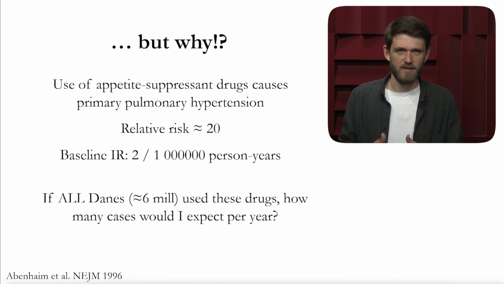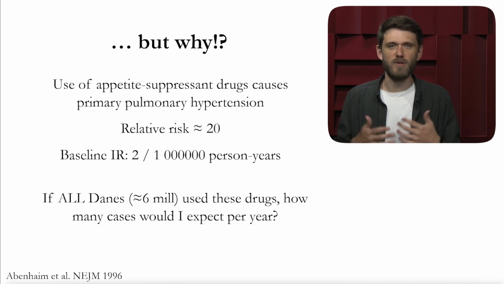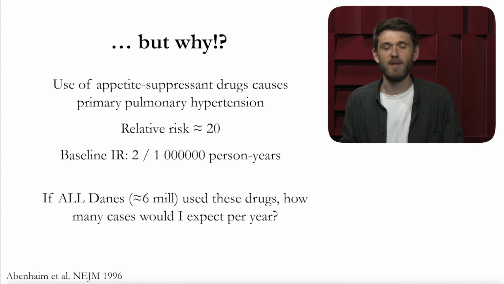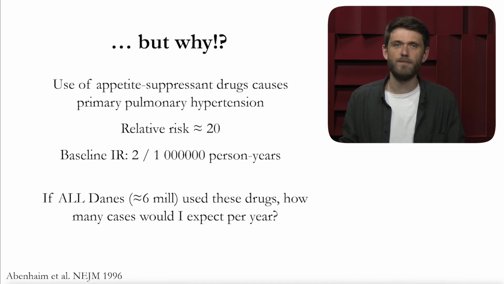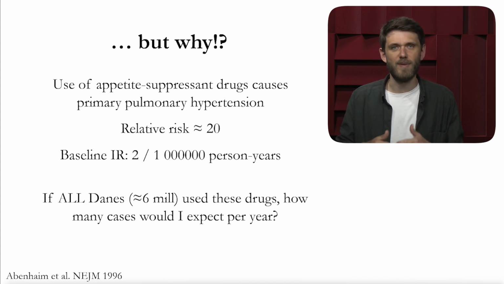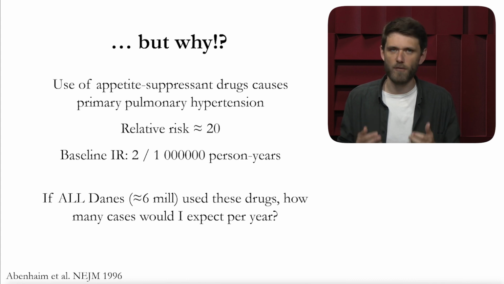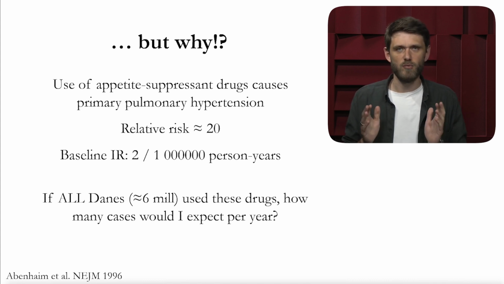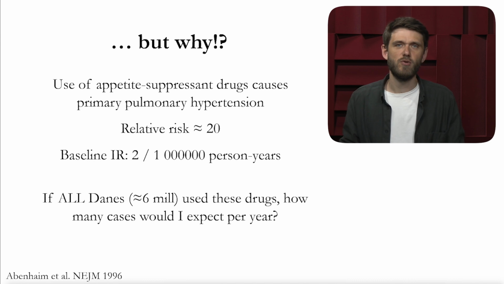we would see, from 1 million people, and we are 6 million Danes, that would correspond to 2 multiplied by 6, that is 12. And with the relative risk of 20, the baseline risk of 12 events would be multiplied into 240 events. So we would basically only see 240 events if everyone used the drug.